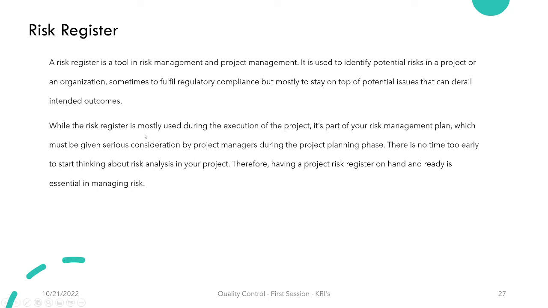While the risk register is mostly used during the execution of the project, it's a part of your risk management plan. When you are preparing your risk management plan, which must be given serious consideration by the project manager during the project planning phase, there is no time too early to start thinking about risk analysis on your project. So the risk register is such an important tool that we use during our project, within our organization, to monitor, to measure, and to identify the risks, or to predict the risks that we may face in the future.